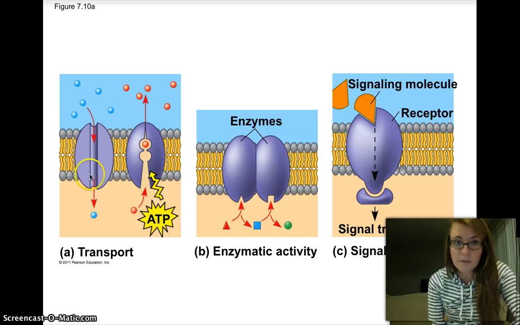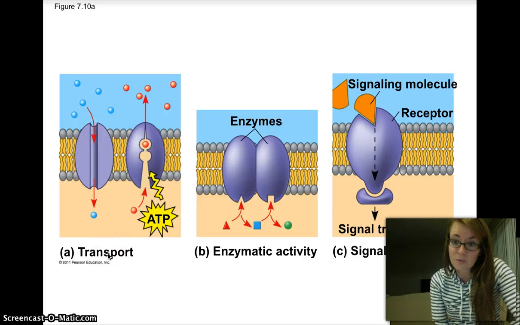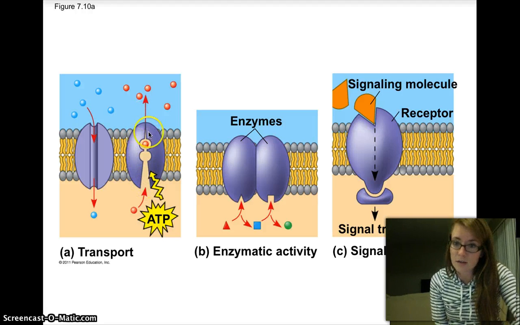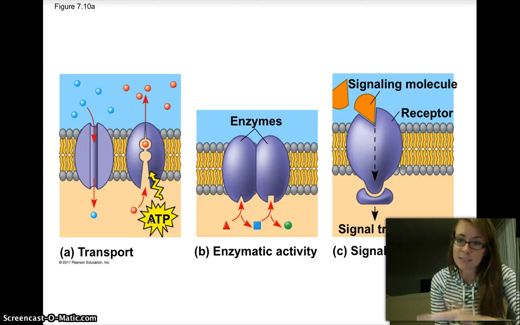They're usually very specific, so you can see that only blue is crossing here because they only allow the blue thing through. We're going to talk a lot more about that later in this chapter. Sometimes these transport proteins actually change shape as they go through. So you can see that this one is open on this side. Well, it's going to open the other way to let it out on the other side. And that requires ATP. So we have to put in energy for that to happen.